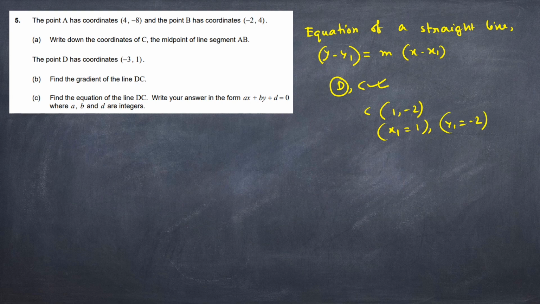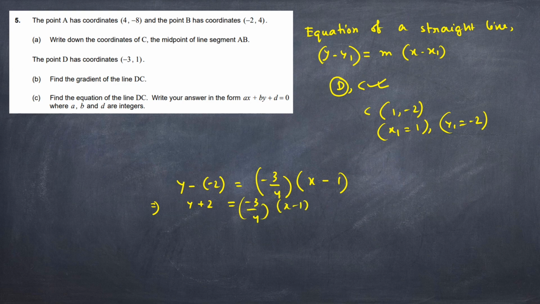Now we will complete the equation of the line DC. y minus y1, that is y minus minus 2, is equal to the value of m that we just found, minus 3 by 4, into x minus x1, which is 1. So this is the equation of the line. It is basically y plus 2 is equal to minus 3 by 4 into x minus 1. But we need to write this equation in the format ax plus by plus d is equal to 0. So now we will try that.